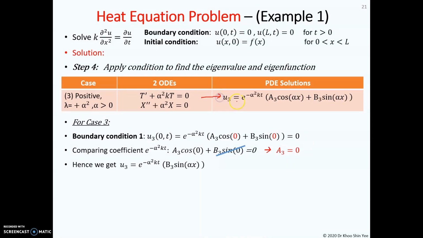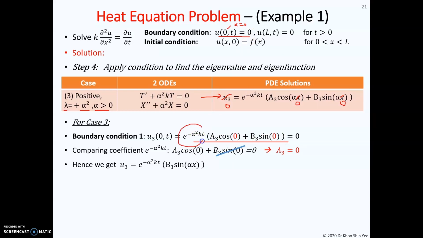This is the PDE solution for the third case, where we let lambda equal to positive alpha square and alpha is greater than 0. Let's apply the first boundary condition. So you have x equal to 0. To make u equal to 0, you substitute x equal to 0 here, then substitute u equal to 0 from here. With that, you obtain this equation.